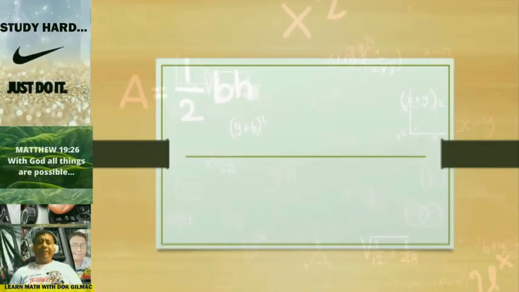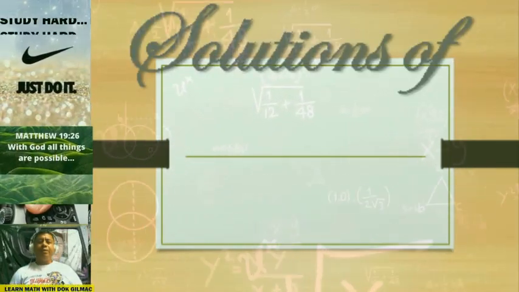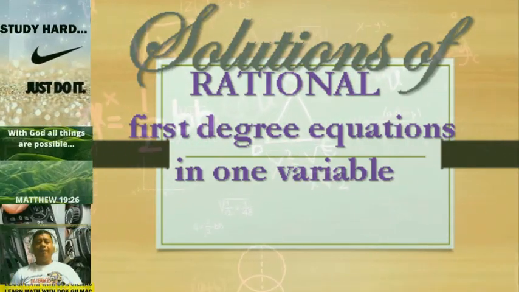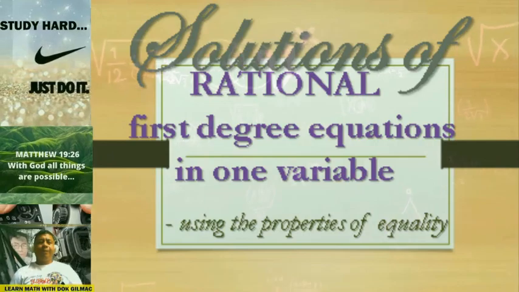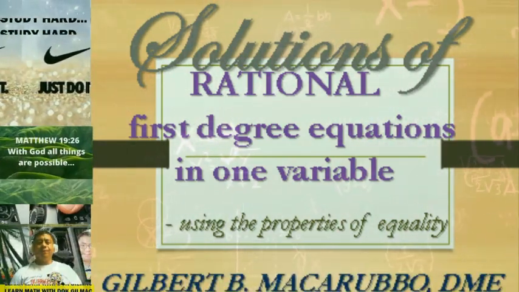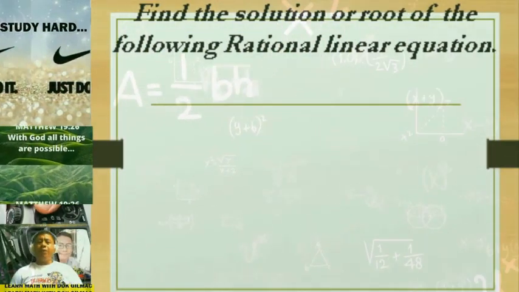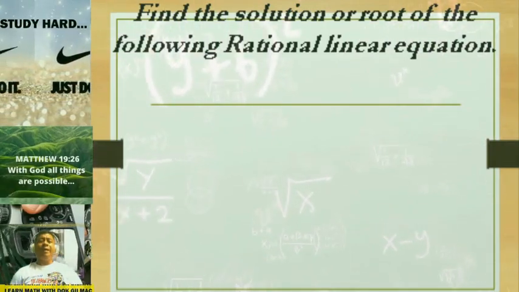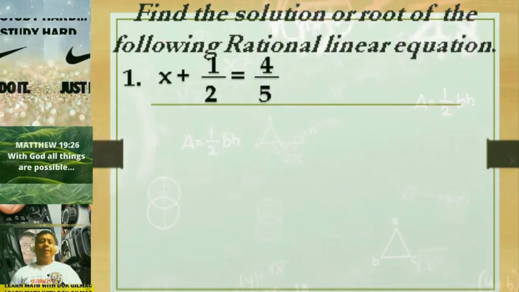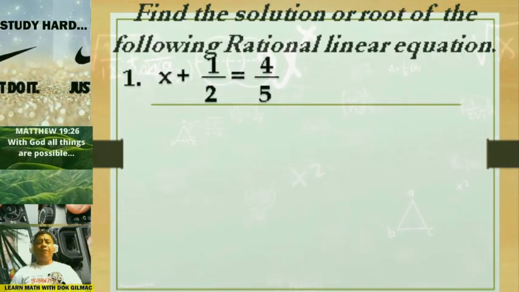The topic I will be discussing for today's lesson is all about solutions of rational first-degree equations in one variable, using the properties of equality. Find the solution or root of the following rational linear equation. Number 1, x plus 1/2 is equal to 4/5.